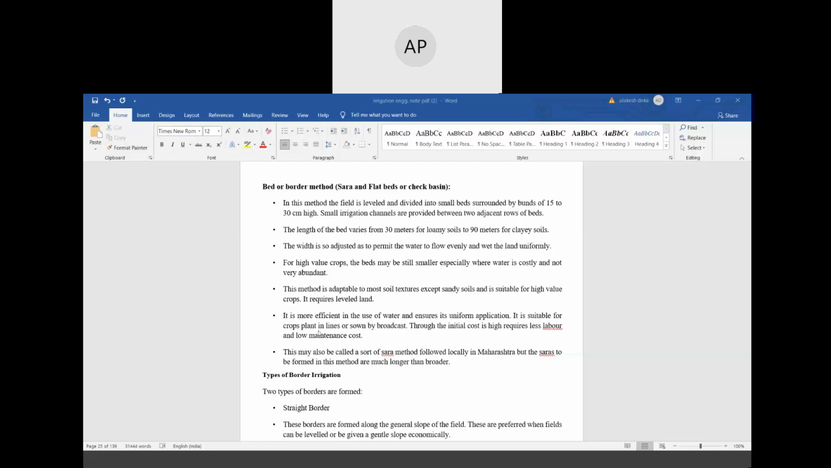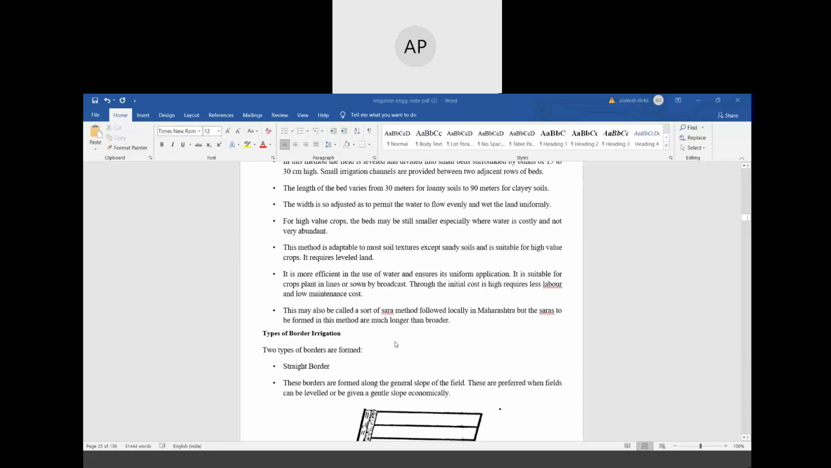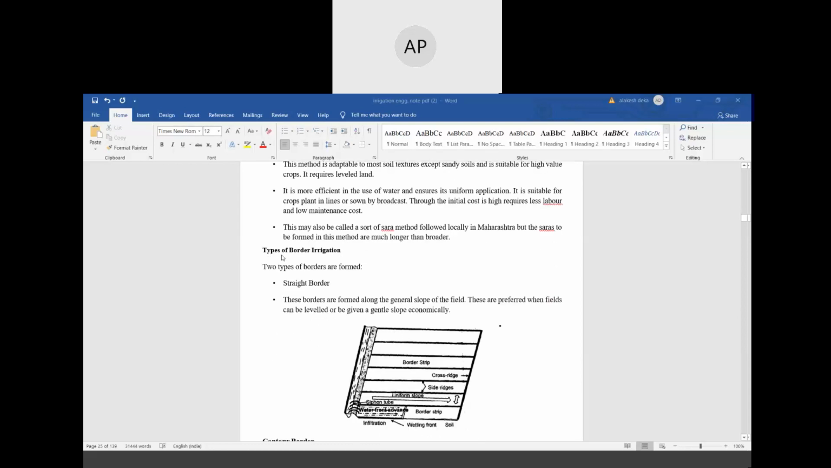It is more efficient in the use of water and ensures its uniform application. It is suitable for crops planted in lines or sown by broadcast. Though the initial cost is high, it requires less labor and has low maintenance cost. This is also a sort of Sara method followed locally in Maharashtra, but the Saras formed in these beds are much longer than in the border method.